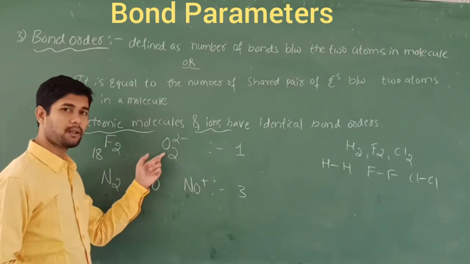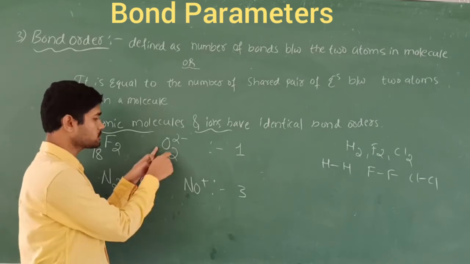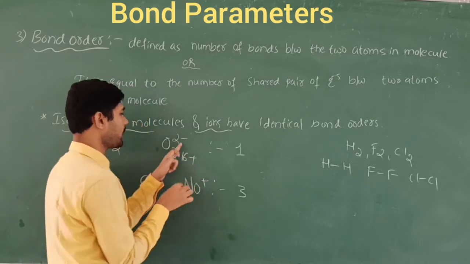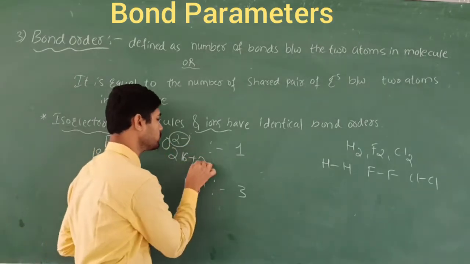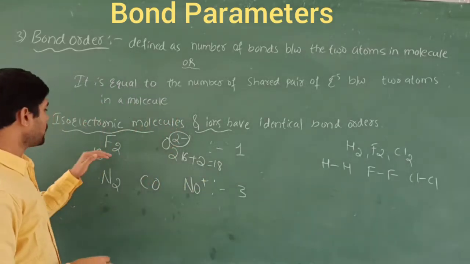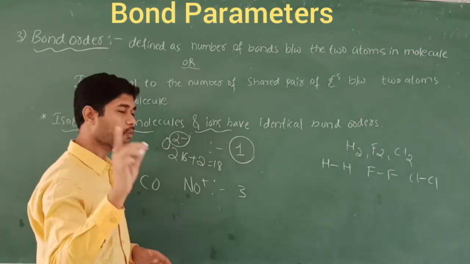What about oxygen? The atomic number of oxygen is 8. How many oxygens are there? 8 plus 8 is 16, plus I add the negative charge, which also gives 18. So in these molecules, fluorine and O2 minus, the bond order is equal to 1.